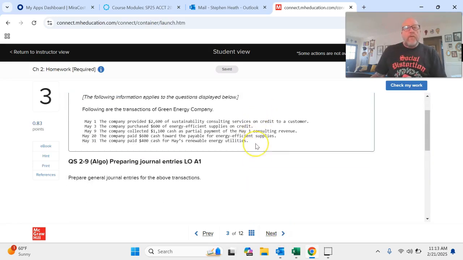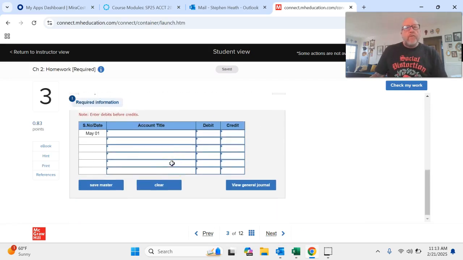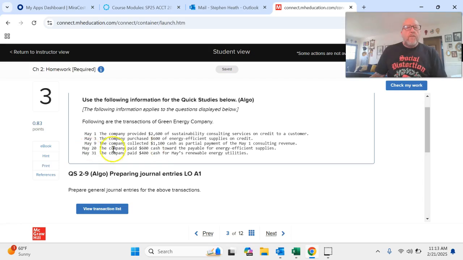Question three is asking us again to do journal entries based on these transactions. I'm just going to pick May 20th. On May 20th, the company paid 600 in cash towards the payable for energy efficient supplies. So the two accounts that get affected on May 20th are cash. Cash is an asset, and we're using cash in this example.